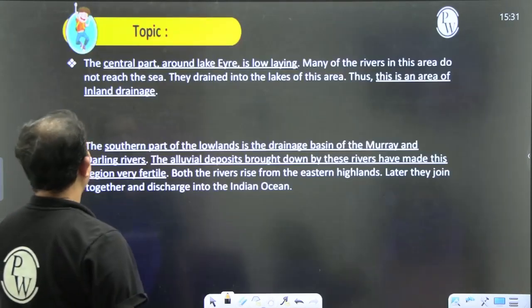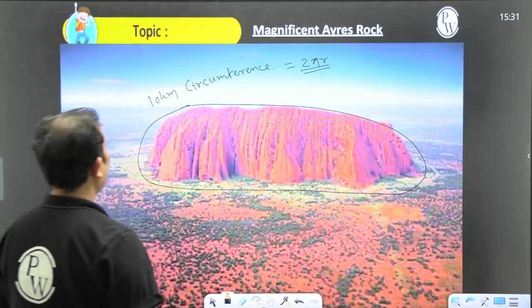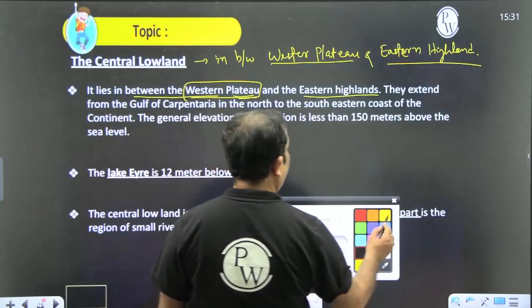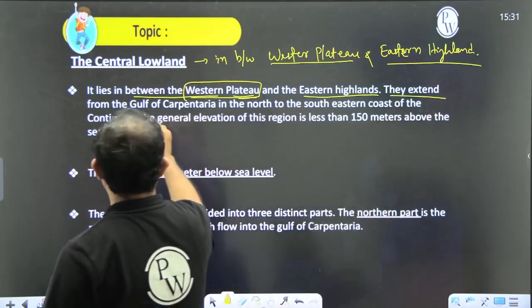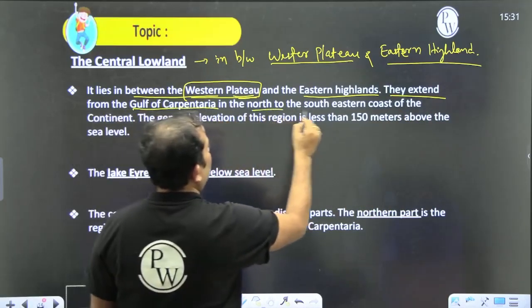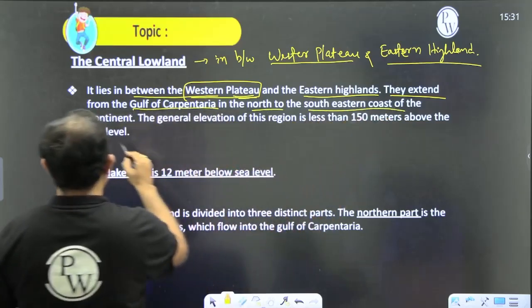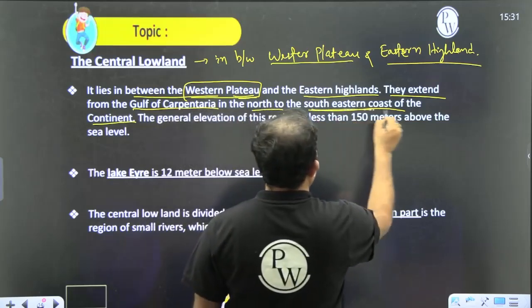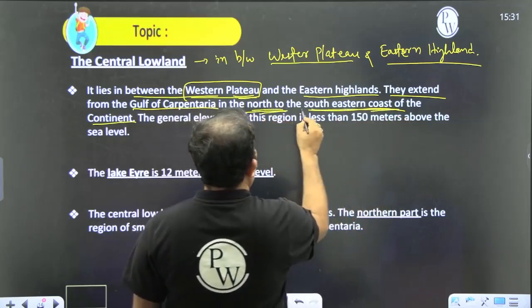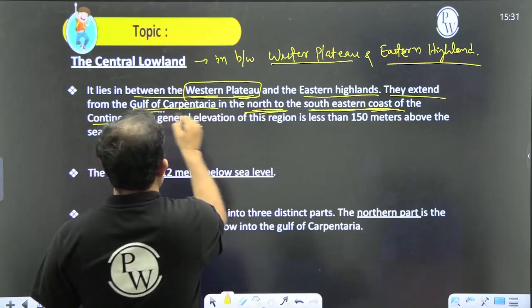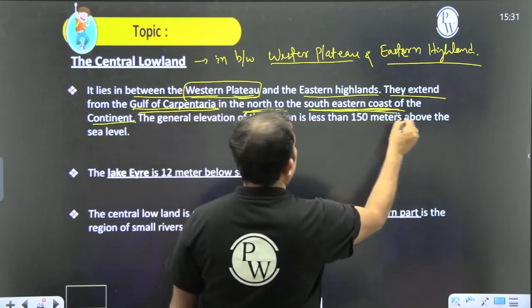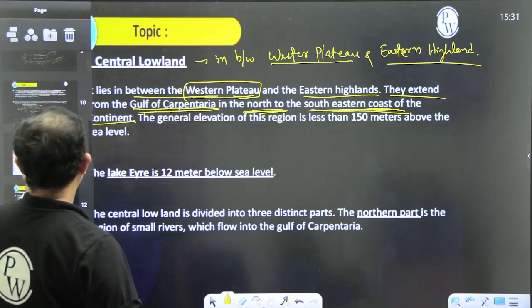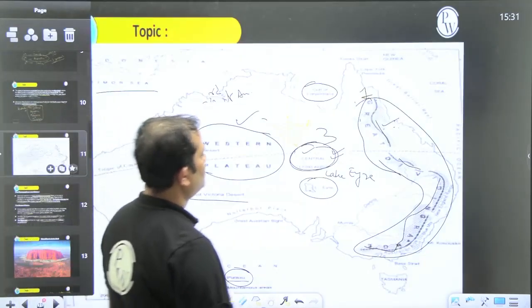So here you see, they extended this central lowland. It extends from the Gulf of Carpentaria in the north to the southeastern coast of the continent, that you can see here.